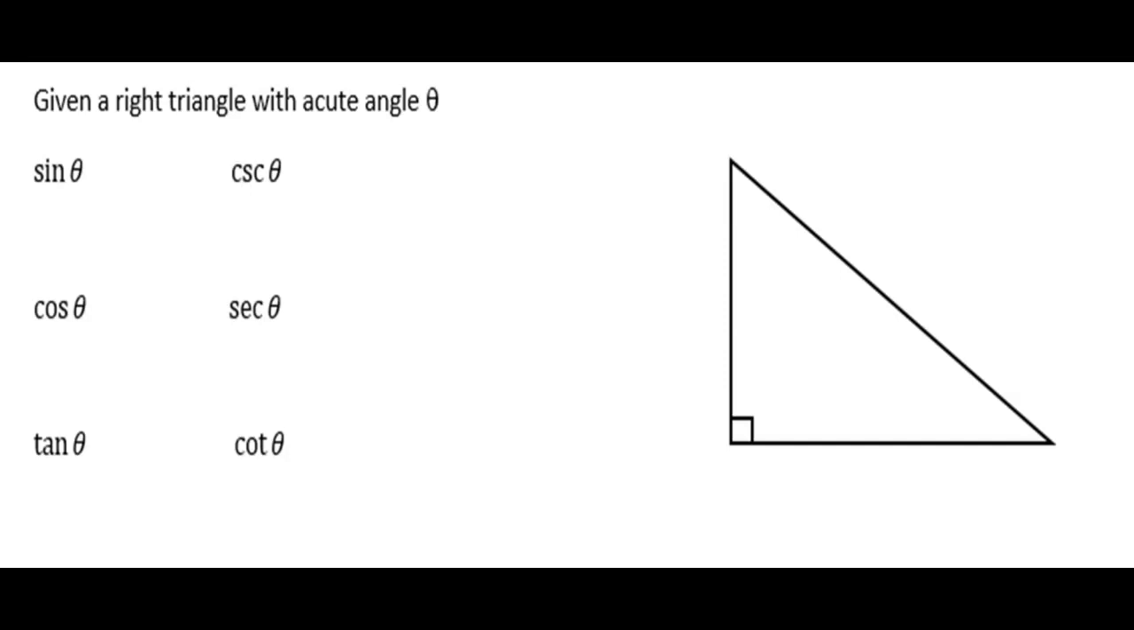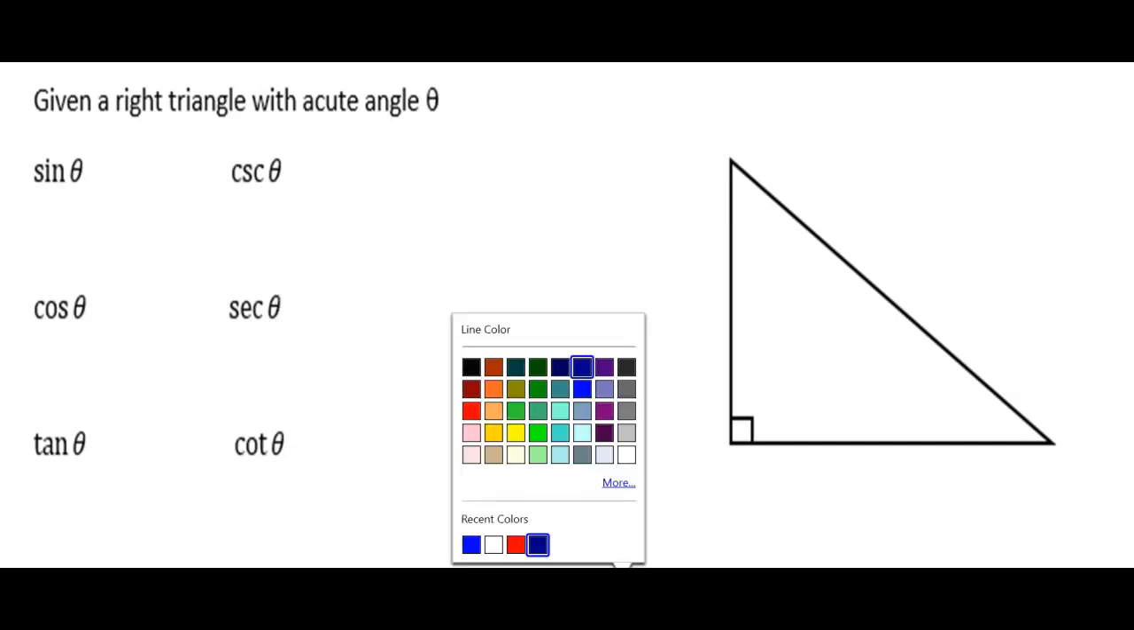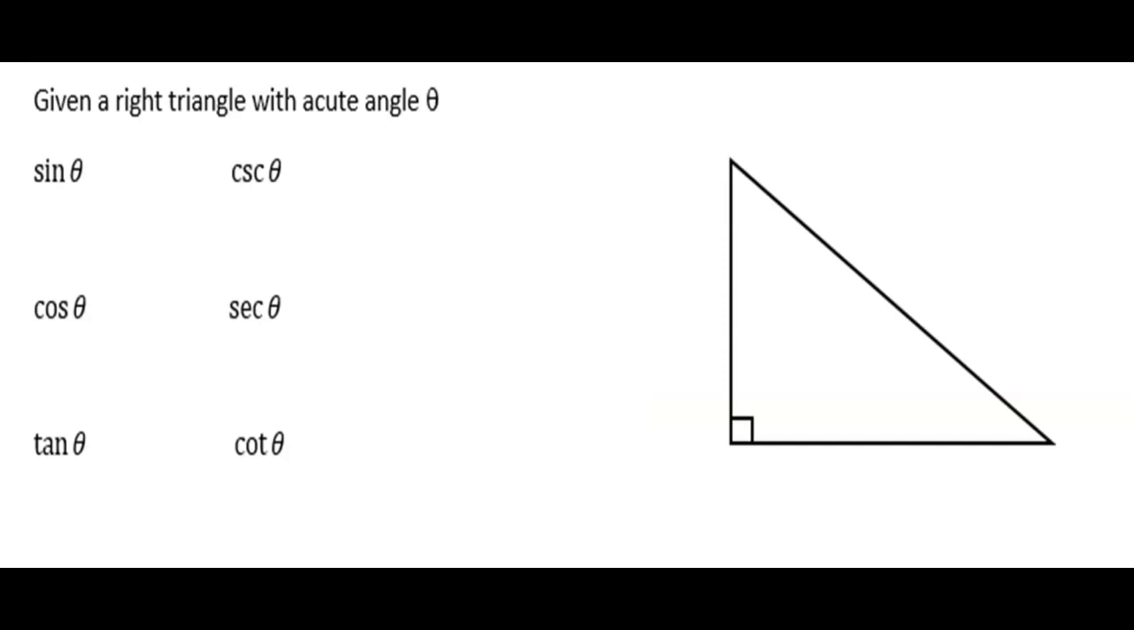Anytime you're trying to define your trig functions, which are sine, cosine, tangent, you're probably familiar with these three. These three, cosecant, secant, and cotangent, are just the reciprocals of these first three. So sine and cosecant are reciprocals of each other. Cosine and secant are reciprocals of each other. Tangent and cotangent.